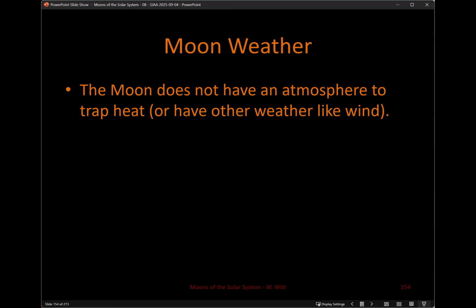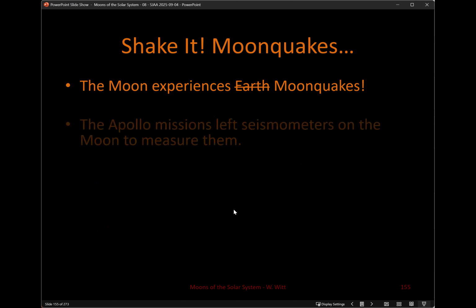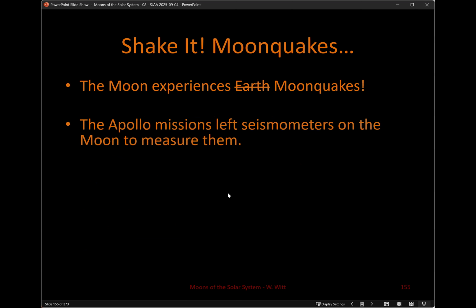So there is no atmosphere to trap heat on the moon, right? Or have any other weather. And as a result, the only heating and cooling is just through radiation from the sun. And these cycles occur very rapidly. At the equator, man, it gets pretty hot, 121 degrees C, way hotter than water boiling. Or it gets super cold during the dark phase, where it's minus 133 C. And the lowest extreme temperature is almost minus 250 C or 410 F. So pretty cold.